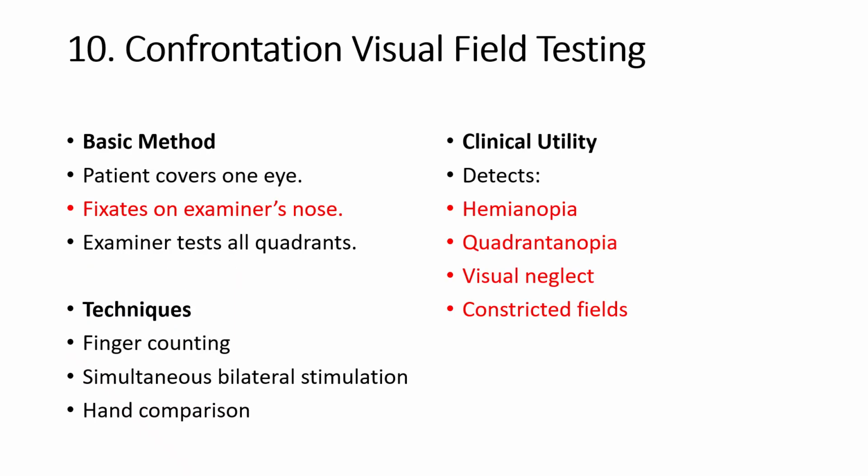Confrontation visual field testing. It is a basic method where the patient covers one eye and fixates on the examiner's nose, and the examiner tests all the quadrants. The technique is by finger counting, simultaneous lateral stimulation, and hand comparison. Clinical utility: it helps in detecting hemianopia, quadrantanopia, visual neglect, and constricted fields.